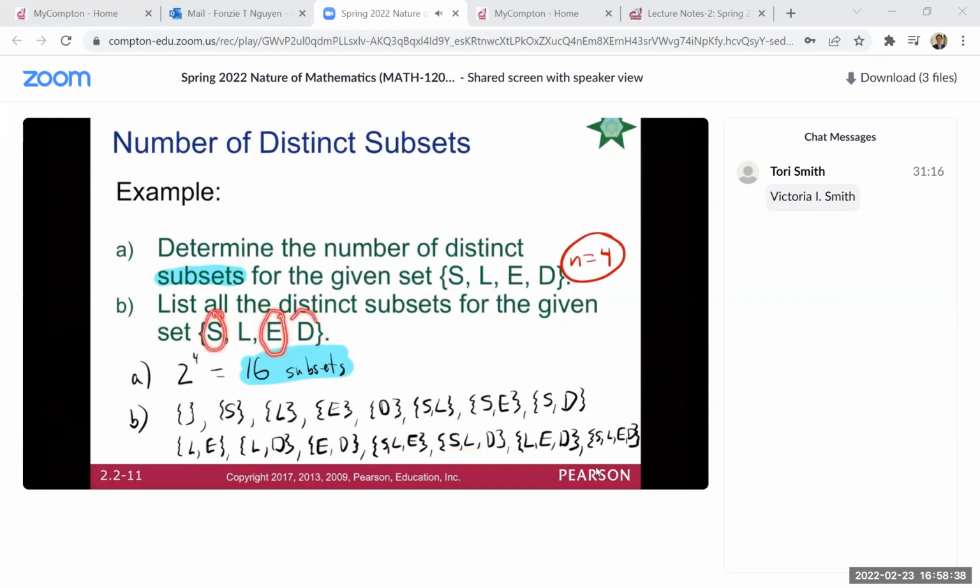We have ED. Yeah, we have that. SED. So I'm just going to squeeze it in here. SED. All right. So we got them all.